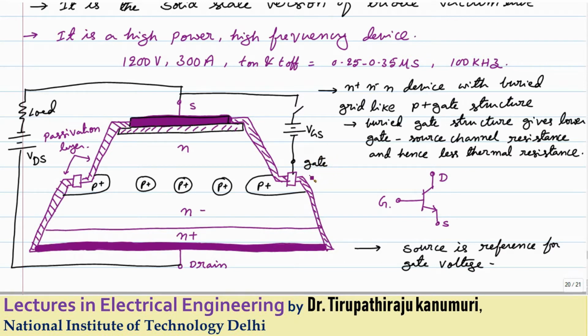What is the advantage of decreasing the resistance? By decreasing the resistance of your gate circuit, the capacitance effect will be negligible and hence it will have very less thermal resistance.